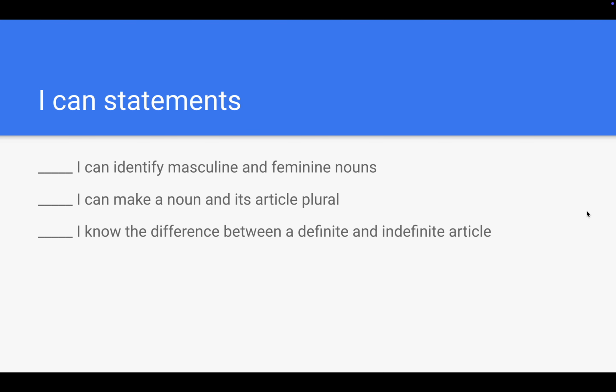Okay, so now that you've gone through the video, we've gone over the notes. You want to double check with yourself. Can I do these things? Can you look at a noun and tell if it's feminine or if it's masculine based off of just looking at that noun? Can you make a noun into a plural version and the article as well? And then can you tell the difference between a definite and an indefinite article? If you could do those things and check them all off, beautiful. We've done what we came to do. If you are unsure about any of those, that's where you might need to go back and review a little bit extra.